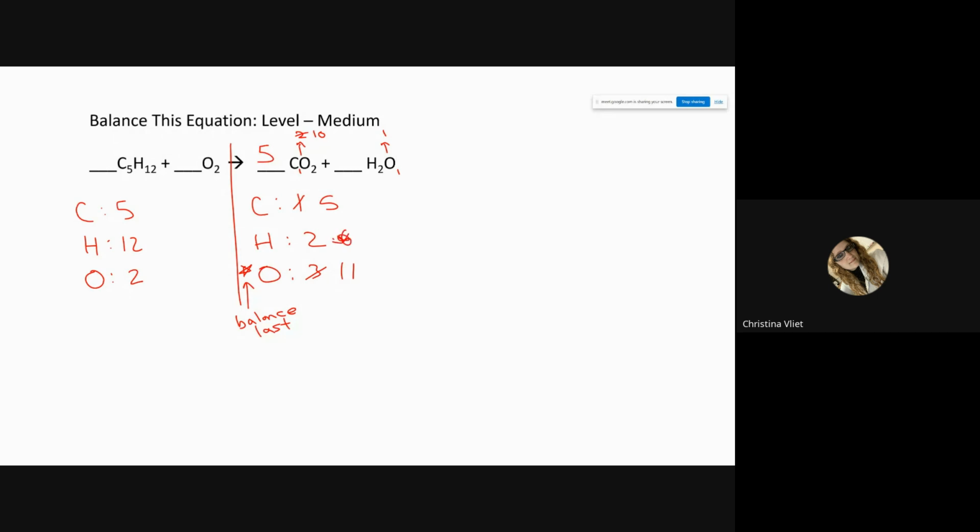So we have to put a 6 in there, because we're multiplying by 6 to get to 12. Nothing yet, because it's not 11 anymore. Once I change this hydrogen to 12, now how many oxygens do I have?